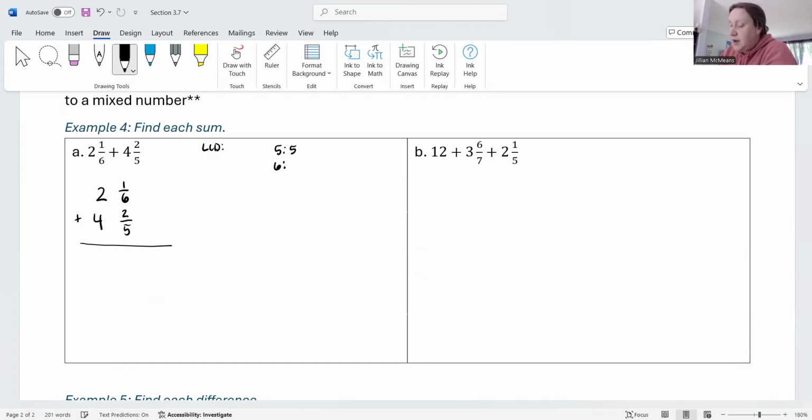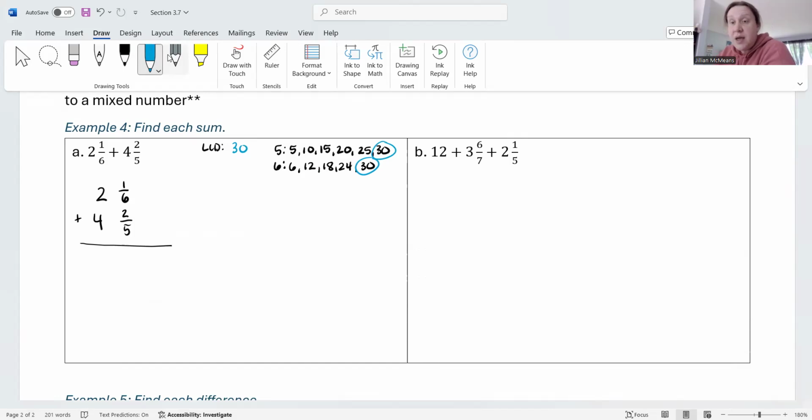So if we were to list out multiples, we have 5 and 6 as our denominators. So 5 times 1 is 5, times 2 is 10, 5 times 3 is 15, 5 times 4 is 20, 5 times 5 is 25, and then 5 times 6 is 30. And I'm going to stop here. Now, as far as 6 goes, 6 times 1 is 6, 6 times 2 is 12, 6 times 3 is 18, 6 times 4 is 24, and 6 times 5 is 30. So we can see that we have an LCD of 30.